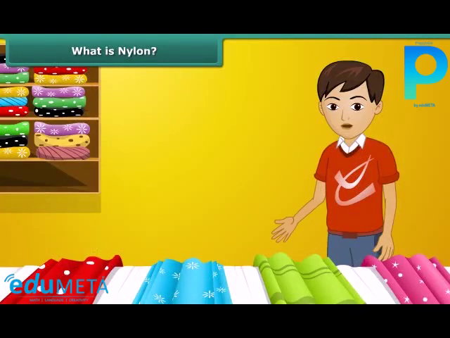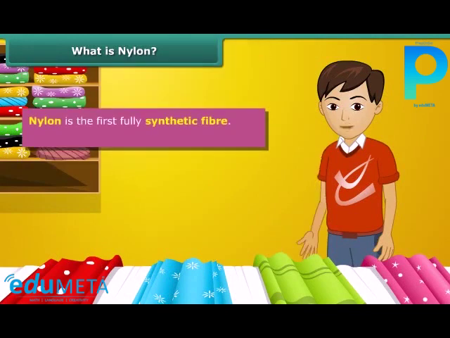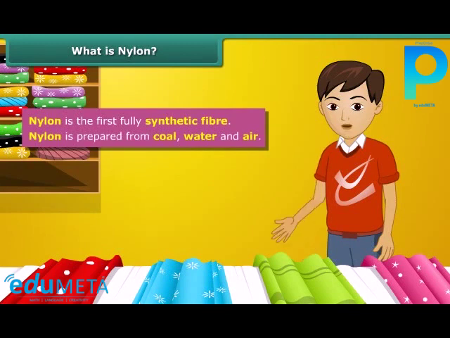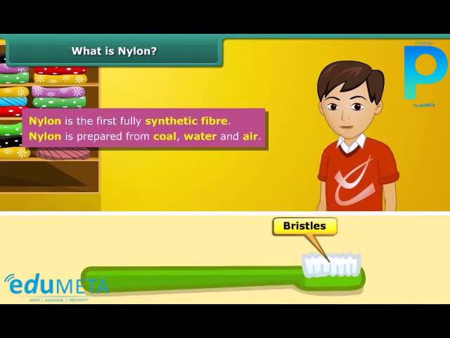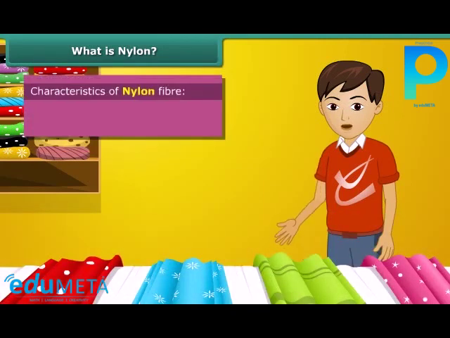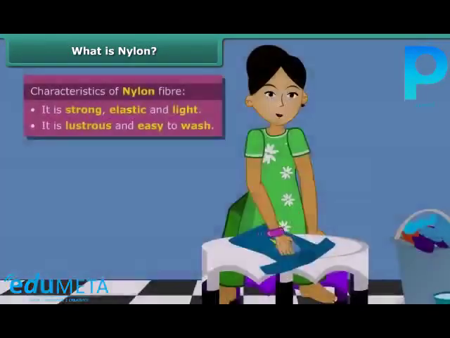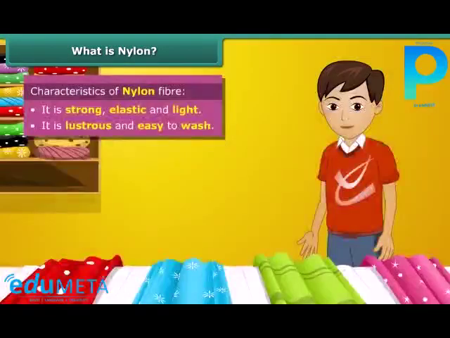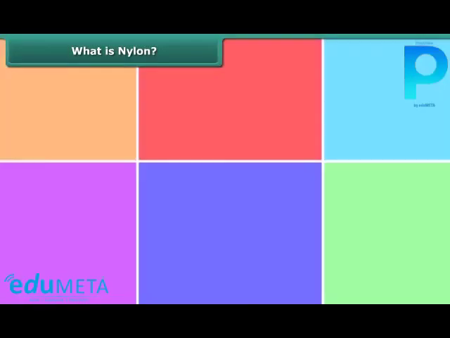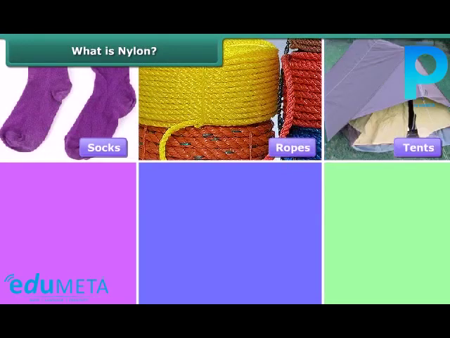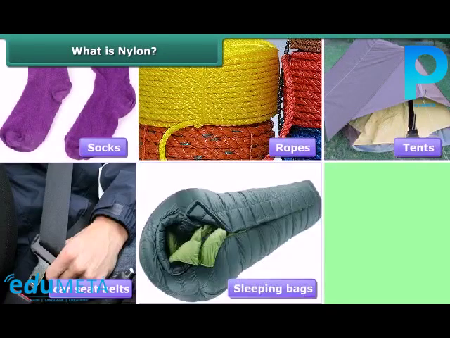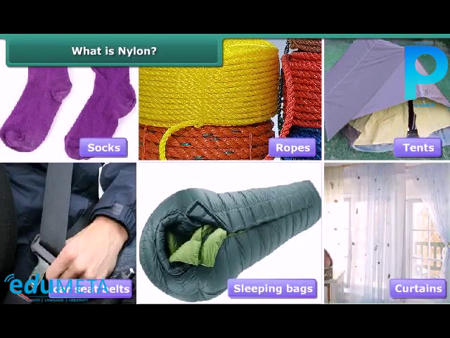Do you know what the first fully synthetic fiber is? Oh yes, it is nylon. The very first nylon product was a toothbrush with bristles. Can you think why nylon is so popular for making clothes? Well, nylon fiber is strong, elastic, light, lustrous, and easy to wash. It is used in making many articles such as socks, ropes, tents, car seat belts, sleeping bags, curtains, etc.